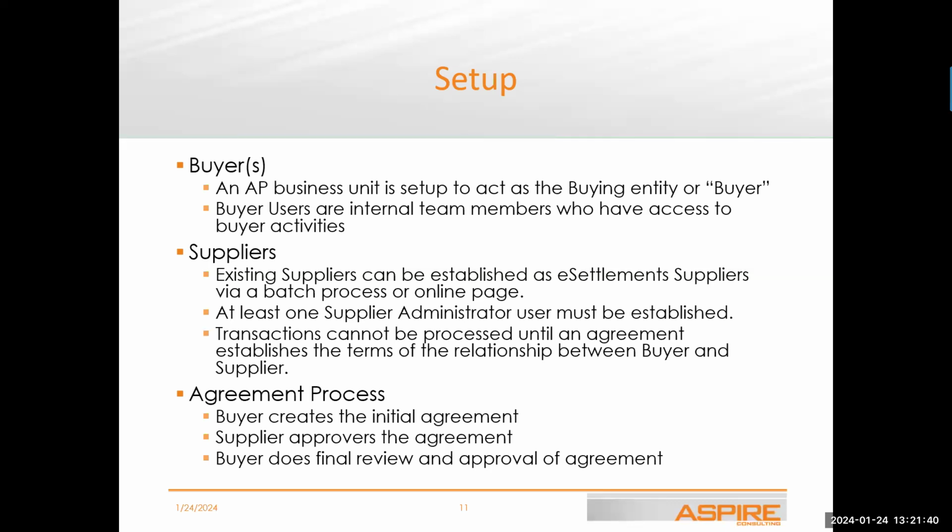And once you've set them up as eSettlement suppliers and they have access to the portal, they still can't do any transactions. You have to have an agreement between the buyer and supplier. The agreement process is that as the buyer, you create the initial agreement, the supplier then approves that agreement, the buyer does another review and does final approval, and then you have an agreement in place. Once an agreement's in place, transactions can start. The main pieces of an agreement are basically your payment terms. So you're coming to an agreement on the payment terms with this supplier. And then once that agreement is set and approved by everybody, now you can start to do transactions, i.e. they can enter invoices.